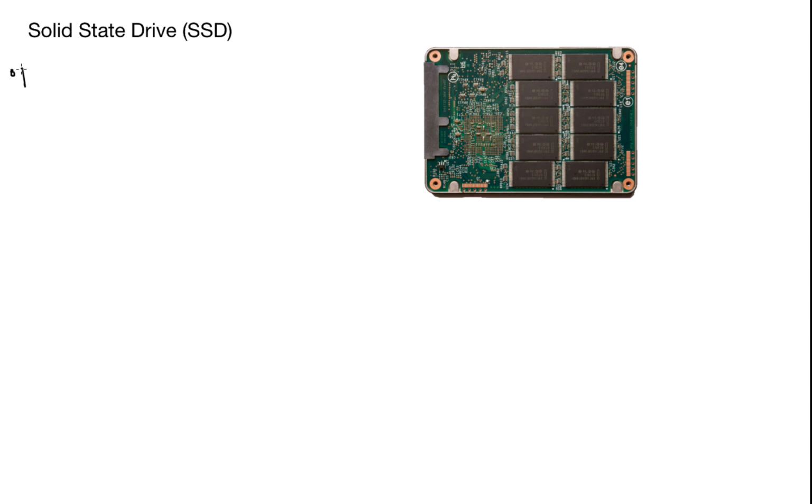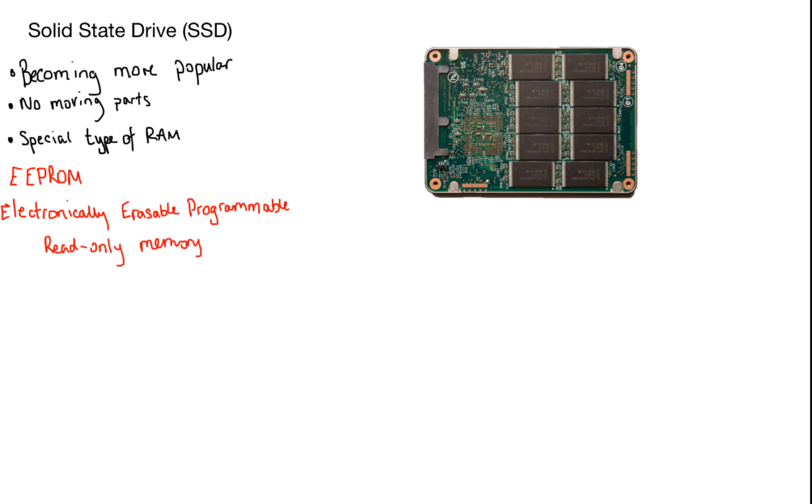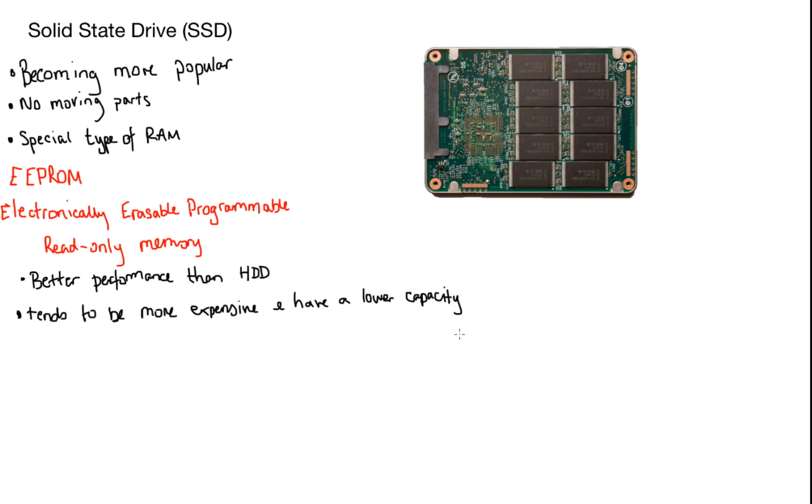Speaking of moving on, let's look at solid state drives. Now these are becoming more popular, and there is no moving parts here as opposed to the hard disk drives of the past. Spot the deliberate mistake. They use a special type of ROM, not RAM, called EEPROM, which stands for Electronically Erasable Programmable Read-Only Memory. This is perfect, as we know ROM is non-volatile. And SSD tends to give us a better performance than HDD, which means it's a lot quicker, and it tends to be more expensive and have a lower capacity because the technology is fairly new.